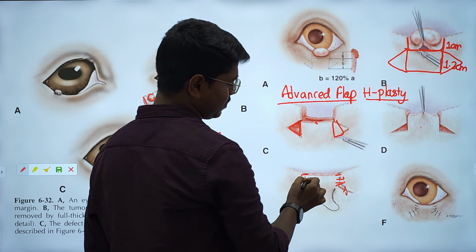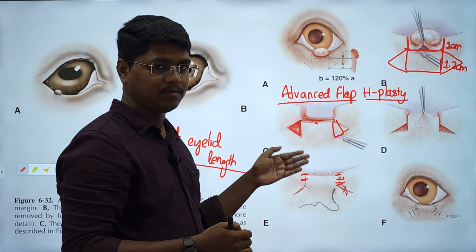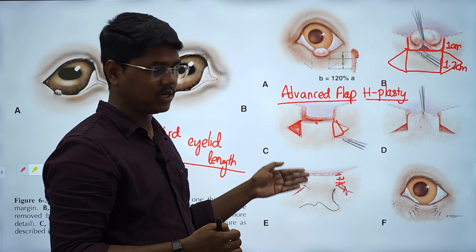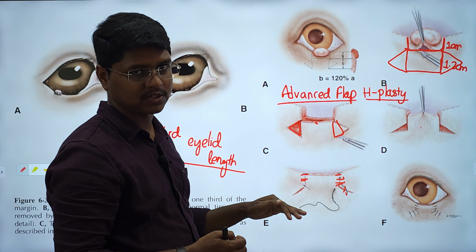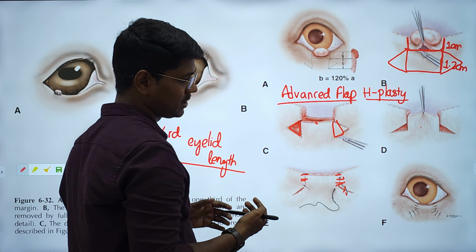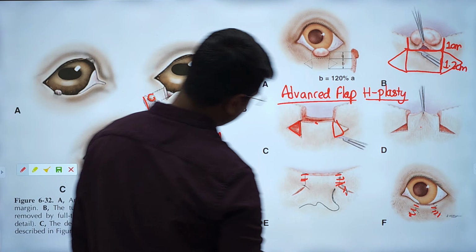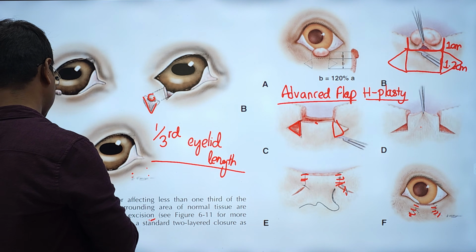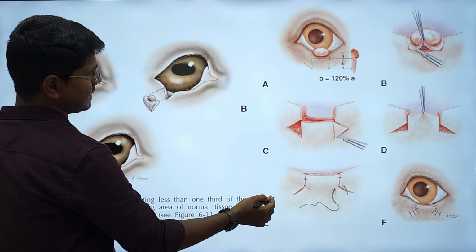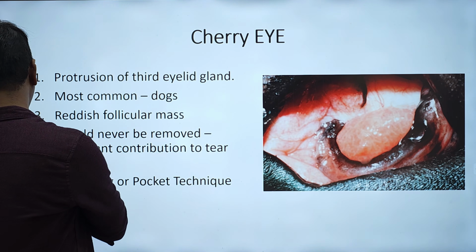Here the same principle: the suture should not be on the palpebral conjunctival side. Okay, it should be buried or towards the external side on the skin, or closure of the skin. Like this you have to suture. This is H-plasty or advancement flap technique for correction of eyelid neoplasia. Next is cilia, very common.